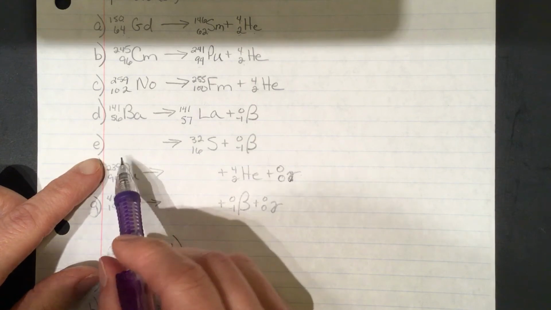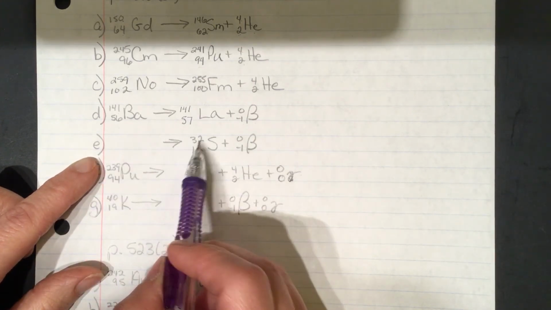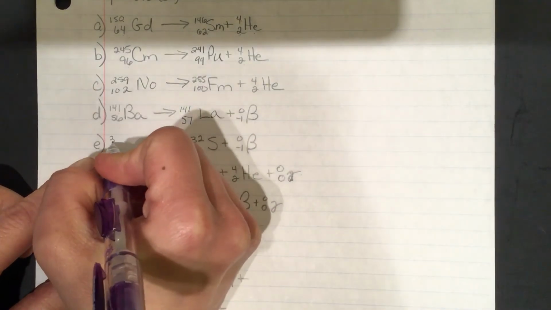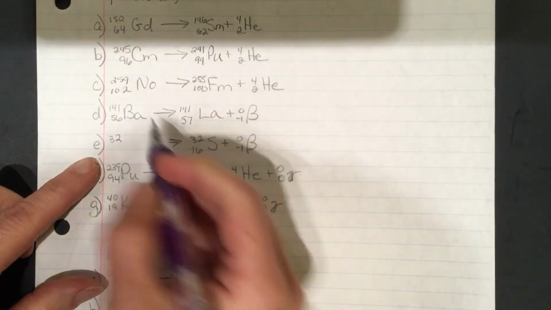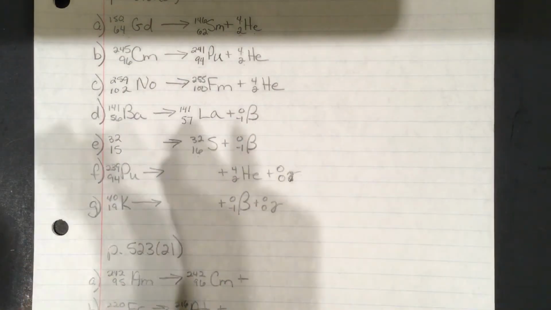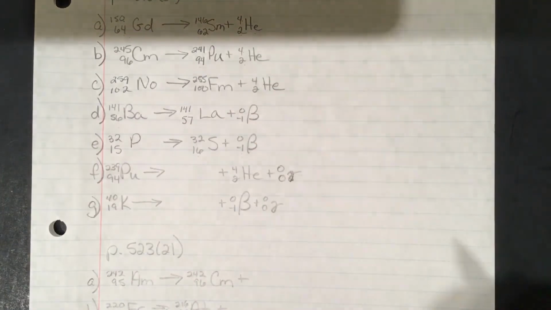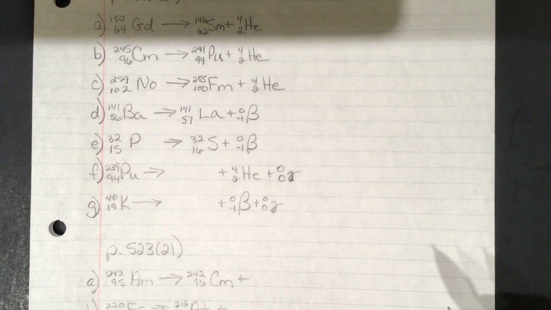If I have to pause, it's probably one I have to look up that I don't use very much, but that's okay. Okay, so E, 32 plus 0 is 32. 16 minus 1 is 15. Look up 15, and I have phosphorus. So phosphorus, 32.